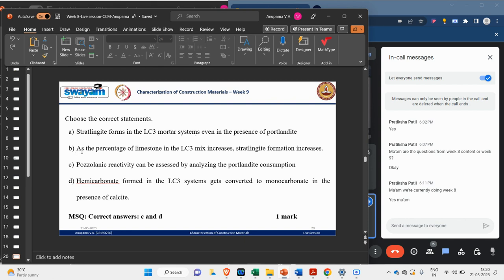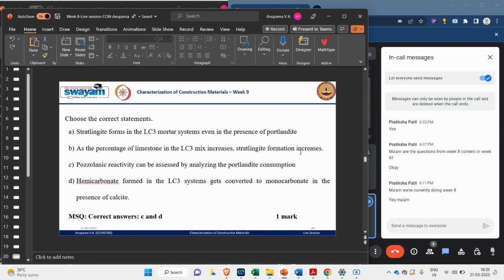Now, option B: as the percentage of limestone in the LC3 mix increases, stratlingite formation also increases. This is a wrong statement. It actually does not happen like that. Percentage of limestone increases and stratlingite formation increases is a wrong statement.